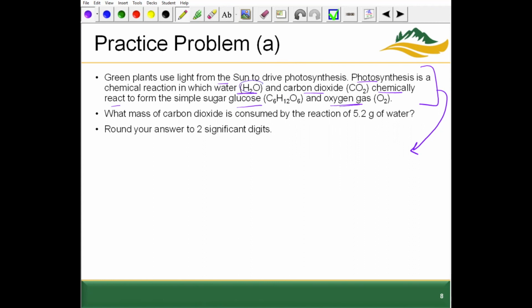That means water and CO2 are our reactants, right? So we write out reactants to products. So we have H2O plus CO2. These react to form C6H12O6 plus O2. So just by looking at this, we can tell that carbon is not balanced. So let's balance this equation first, and then we'll come back to solving the problem.